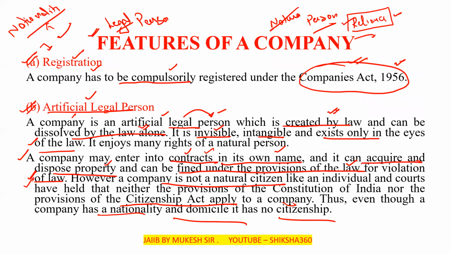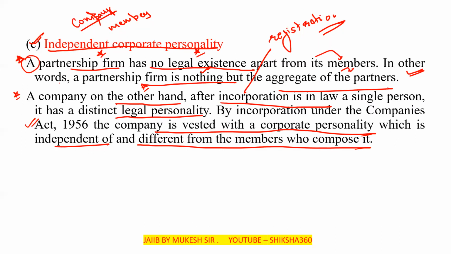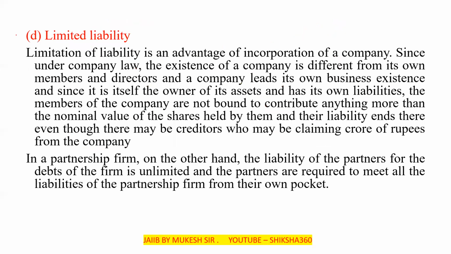So we have discussed three things. First one is the registration. Second one is the artificial legal person. Third one is the independent corporate personality. Now the fourth one is the limited liability.